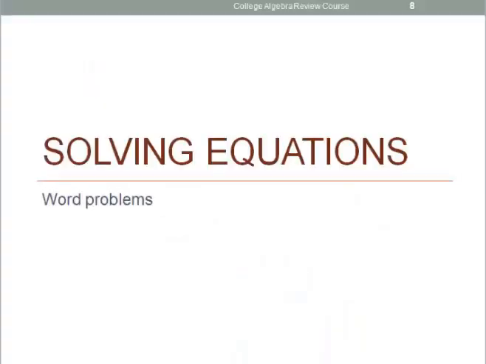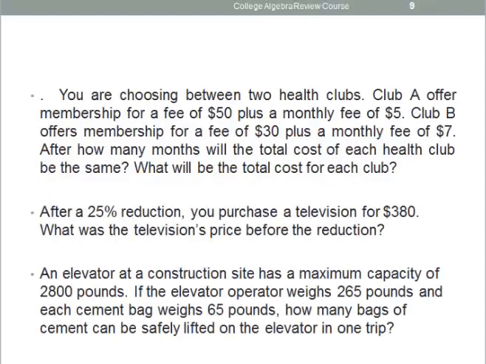Next, we're going to look at word problems. Word problems are where algebra becomes useful, but it also can get a little complex because it makes you actually think about what you're trying to do rather than just mechanically applying principles. So what we're going to do is look at 3 examples.